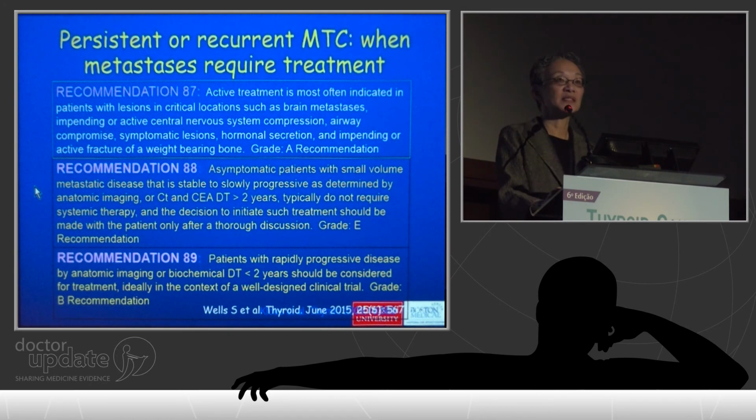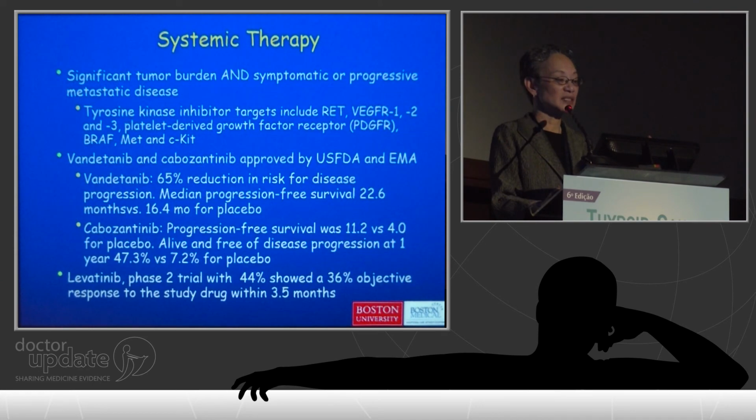And then finally, patients with rapidly progressive disease, where you have an anatomic focus of growth, and your doubling time is less than 2 years, you really should consider other therapies. In this case, it's going to be systemic therapies, generally with tyrosine kinase inhibitors. It was recommended when the guidelines were written that you could guide your patient to a clinical trial, but currently in the United States we actually have 2 FDA-approved agents. So it actually is harder to get people into clinical trials now.